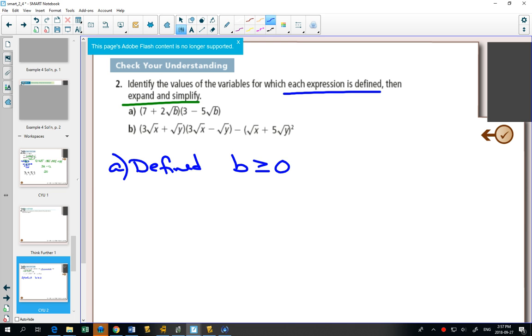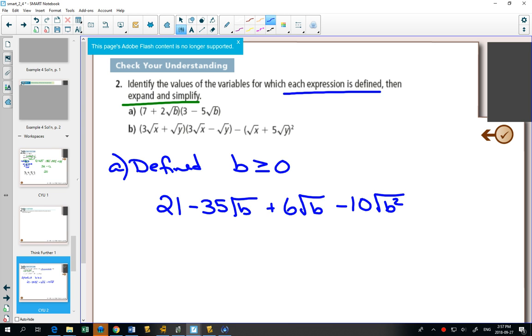To simplify, multiplying this out, 7 times 3, 21. 7 times a negative 5, negative 35 root b. 2 root b times 3, multiply the numbers in front, 2 times 3 is 6. The only radical we have is the root b. And finally, 2 root b's minus 5 root b's will be minus 10 root b squared. Because b times b is b squared.